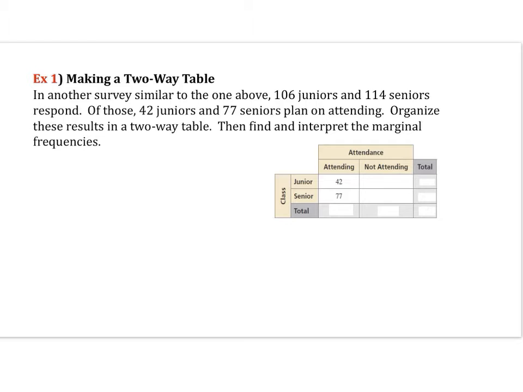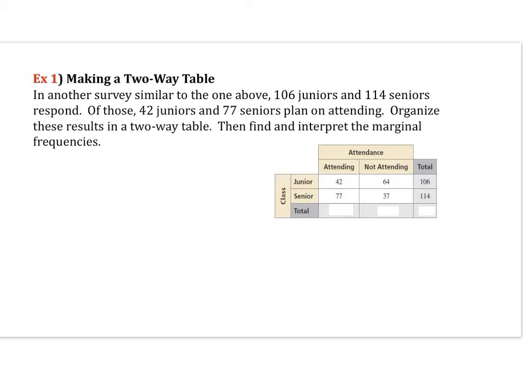So to find and interpret the marginal frequencies, we would need to take our totals. So there are 106 juniors total that we also know about, and 114 seniors. So we can just subtract and fill in the rest of our table. So not attending juniors would be 106 minus 42, which is 64. Not attending seniors would be 114 minus 77, which is 37.